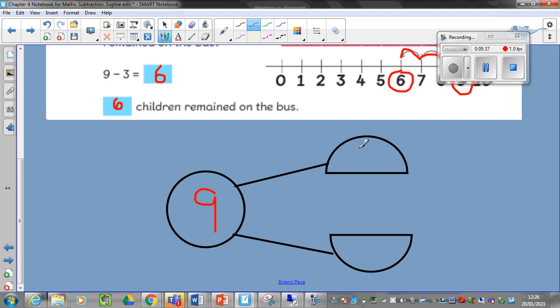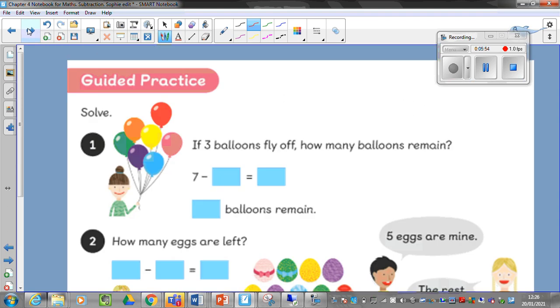3 is a part. And then what is the other part? 6 is a part. Lovely. And what is our chant? We know that the whole number, take away a part, leaves a part. Lovely. Well done. Right, so let's move on then.